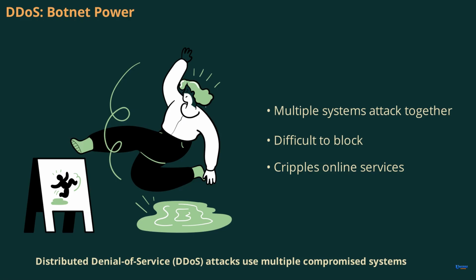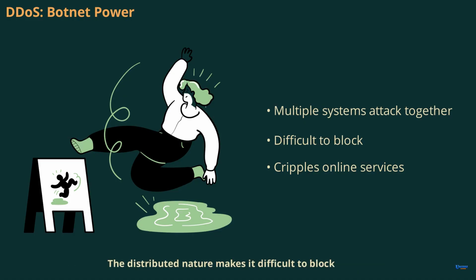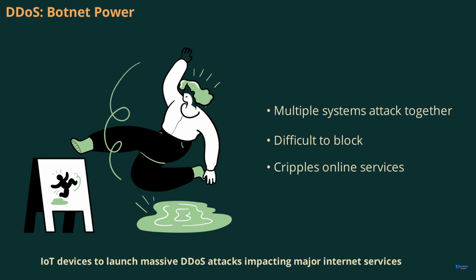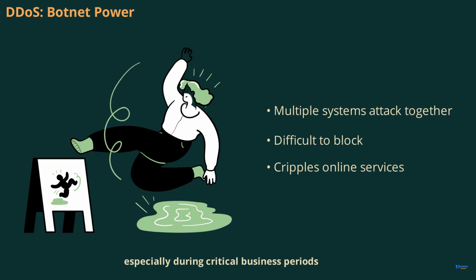Distributed denial of service (DDoS) attacks use multiple compromised systems, often called a botnet, to launch a coordinated attack on a single target. The distributed nature makes it difficult to block the attack by filtering traffic from one source. The Mirai botnet in 2016 used unsecured IoT devices to launch massive DDoS attacks, impacting major internet services. DDoS attacks can cripple websites and online services, especially during critical business periods.